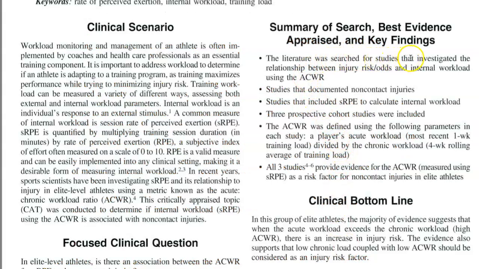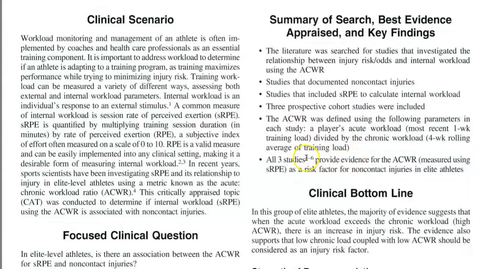Literature was searched for studies that investigated the relationship between injury risk or odds and the internal workload using ACWR, studies that documented non-contact injuries, and studies that included RPE to calculate internal workload. Three prospective cohort studies were included, and all those types of things. All three studies provide evidence, and that's the summary.